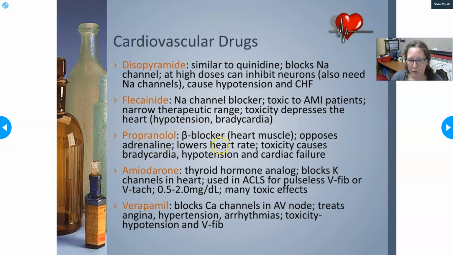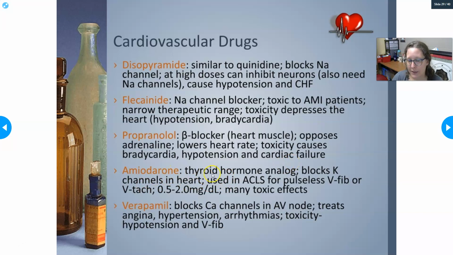Propranolol is a beta blocker, targets the heart muscles, and it opposes adrenaline. So adrenaline would make your heart beat faster and stronger. So propranolol does the opposite of that. So it lowers the heart rate. The toxicity can cause bradycardia, a low heart rate, and hypotension, a low blood pressure, and also cardiac failure.